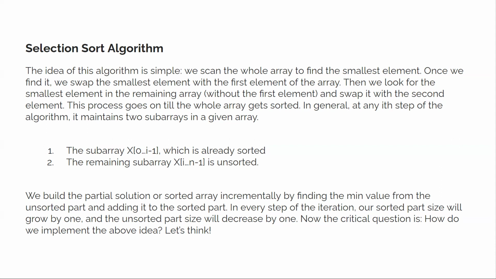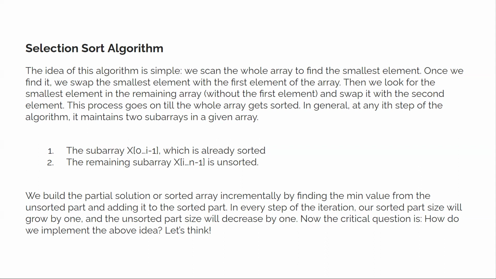In general, at any ith step of the algorithm, it maintains two subarrays in a given array. First, subarray x from 0 to i minus 1, which is already sorted. The remaining subarray x from i to n minus 1 is unsorted.